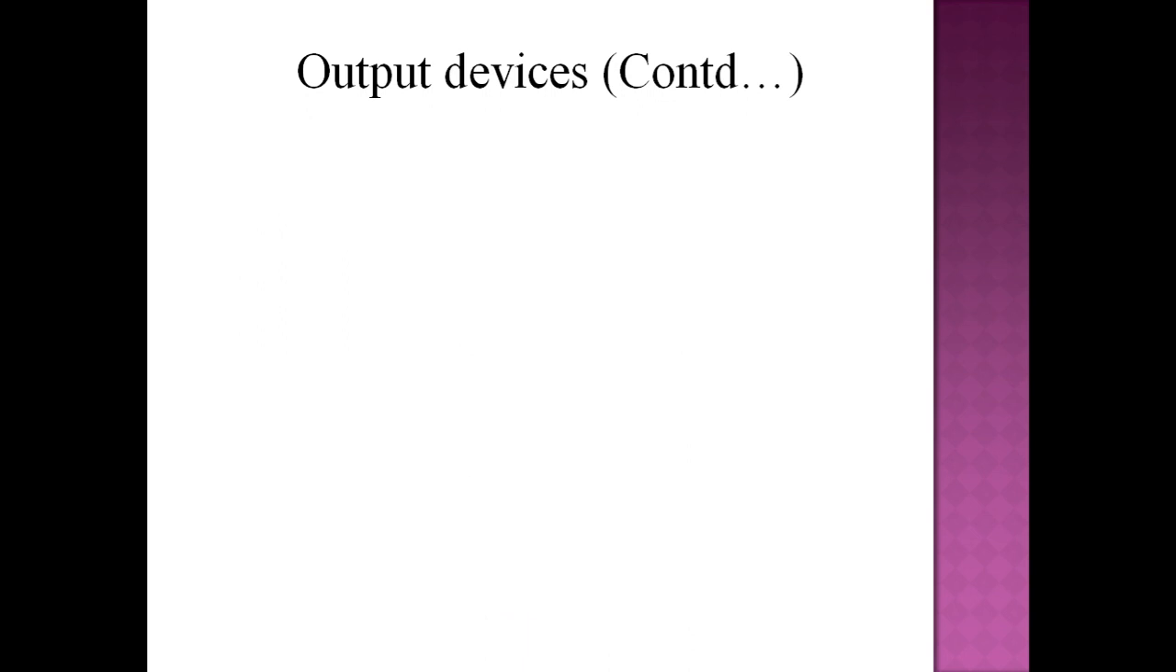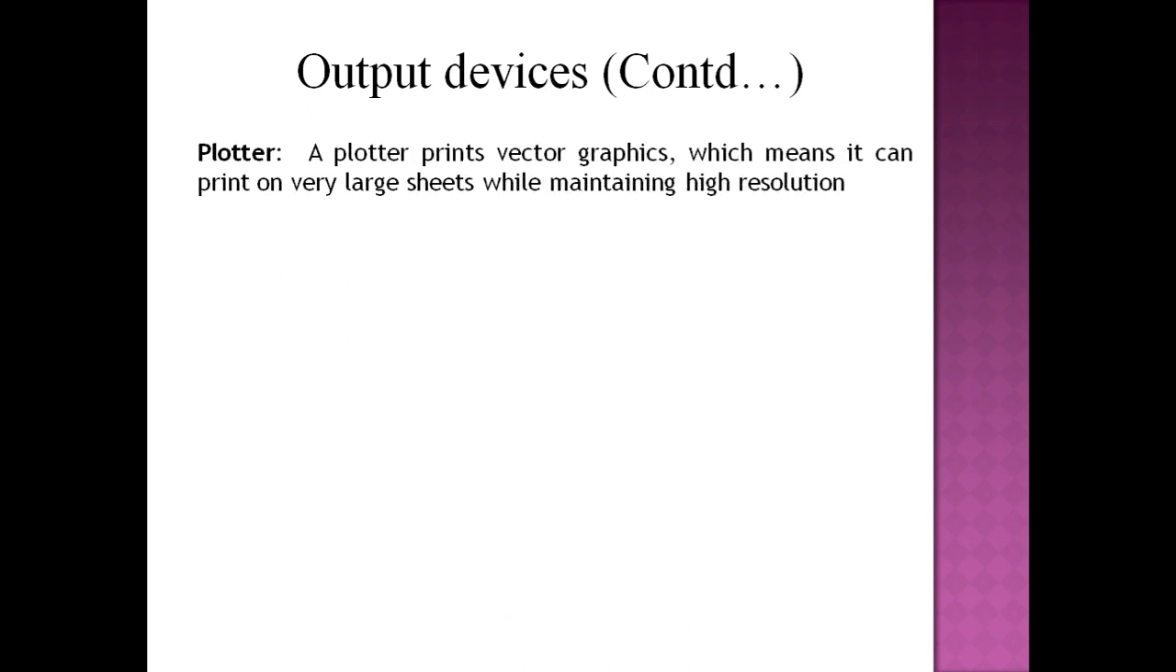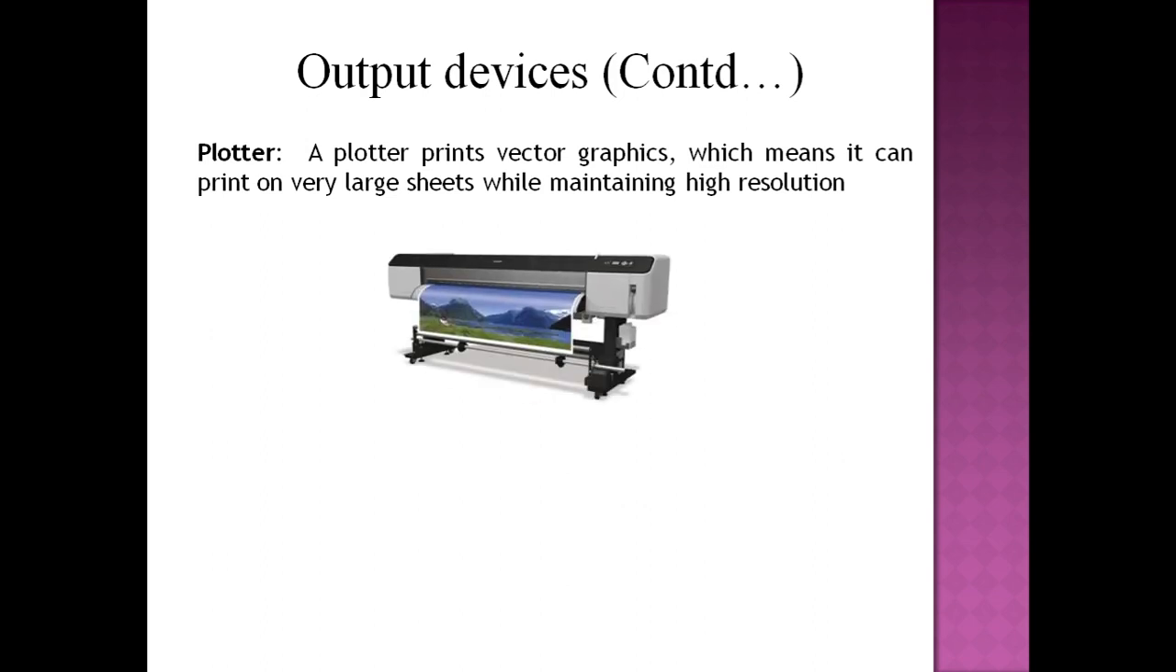Next type of output device is our plotter. A plotter prints vector graphics, which means it can print on very large sheets while maintaining high resolution. There are also two types of plotters, that is drum plotter and flatbed plotter. These are commonly used for printing designs of buildings, houses, ships, posters and so on. Basically, plotters are highly expensive as compared to printers.